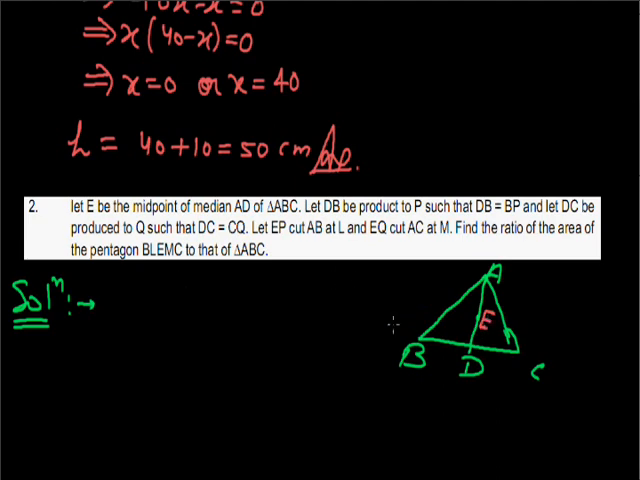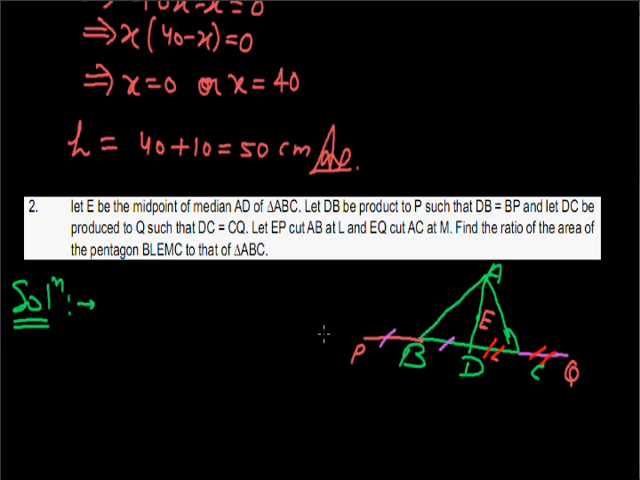Now it is given to us that DB is produced to P such that DB is equal to BP. So we will produce DB like this to point P, and we have given that DB is equal to BP. Now further, DC is produced to Q such that DC is equal to CQ. That means this DC is equal to CQ.